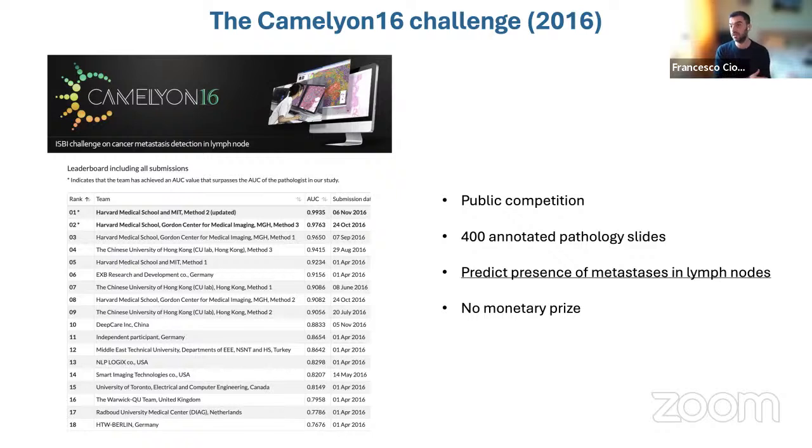And the setup was very similar to the Netflix Prize. So we made a public competition. We shared 400 annotated pathology slides, so really these huge slides with exhaustive annotations. People had to predict the presence of metastases in lymph nodes, and there was no monetary prize at the time, right? But actually, the result was quite impressive, because these people actually managed to train algorithms that could outperform pathologists at this task.